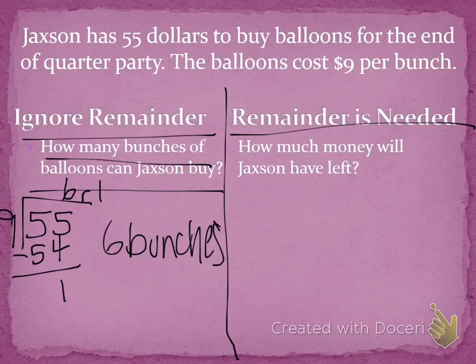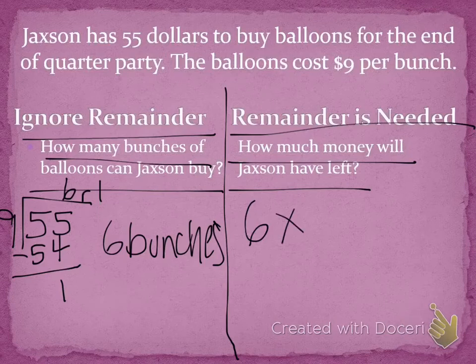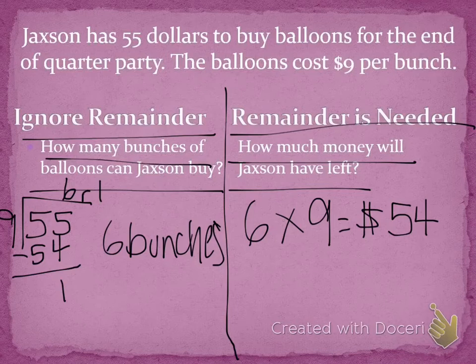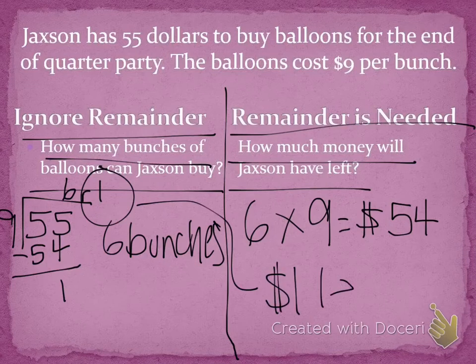Now here's the question where the remainder is needed. How much money will Jackson have left? Okay, so if he's able to buy 6 bunches, and they're $9 each, I need to know how much he's going to have spent on the total 6 bunches. So I'll do 6 times 9. Again, thinking about my multiplication skills, 6 times 9 is 54. So he's going to spend $54 on 6 bunches of balloons. He has $55. So I know that he's going to have my remainder, which was over here. He'll have $1 left over.